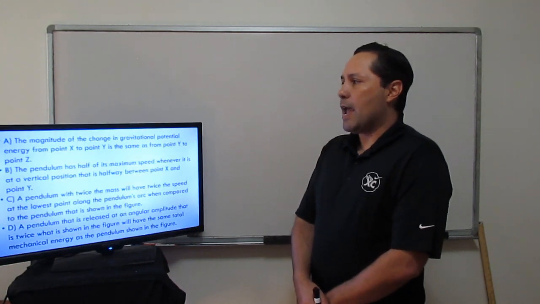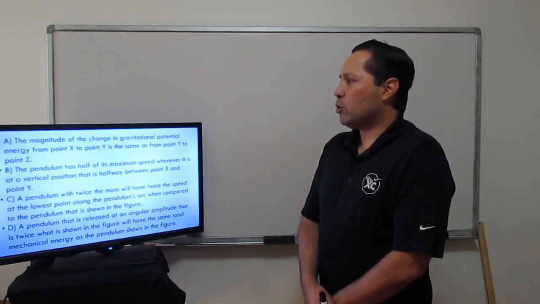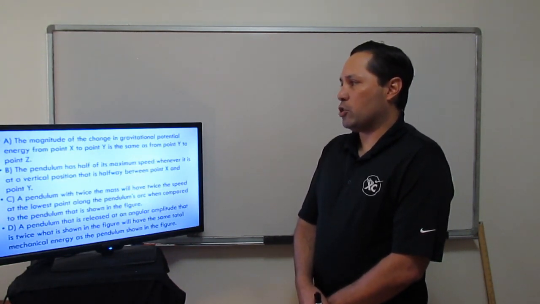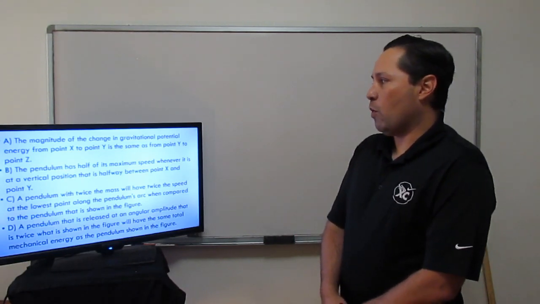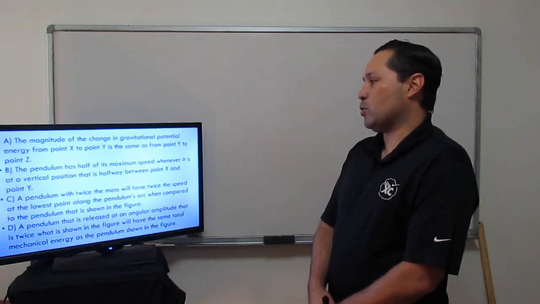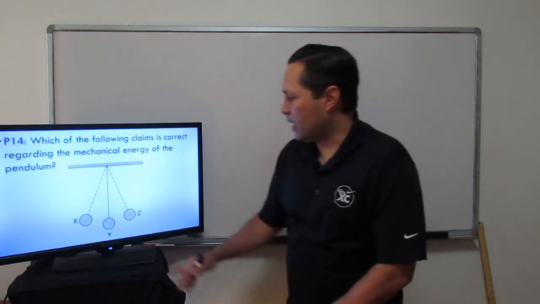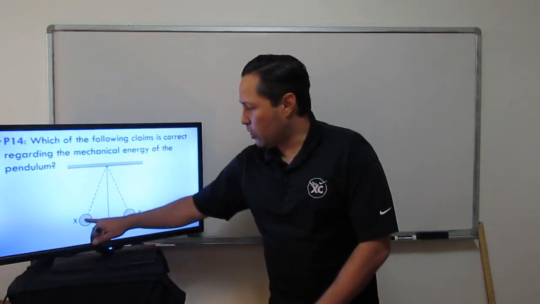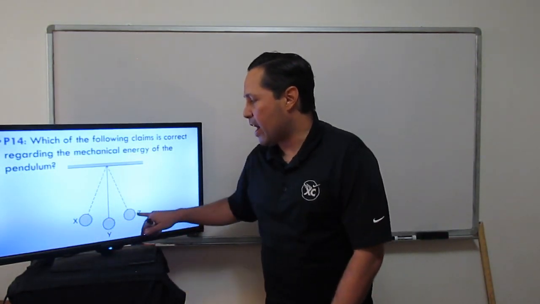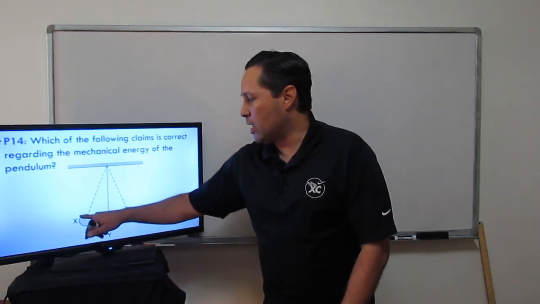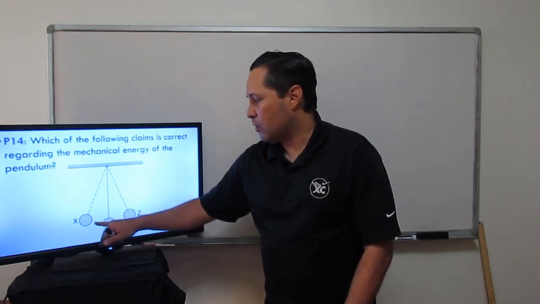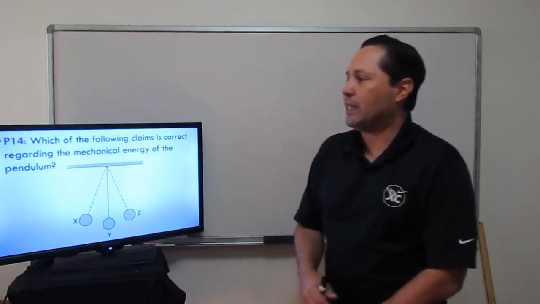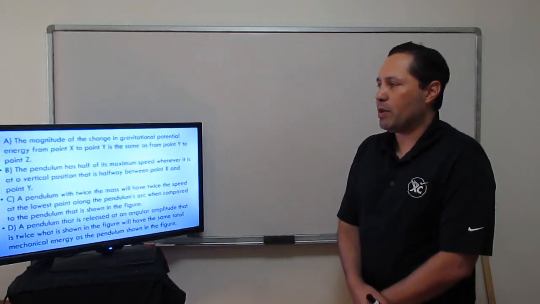It says A, the magnitude of the change in gravitational potential energy from point X to point Y is the same as from point Y to point Z. Let's go ahead and take a look at that. And yeah, if these are the points of maximum amplitude, then that would be correct. The change in mechanical energy will be greatest from here to there as it is from there to there, and they'll be equal to each other. So the answer A would be correct.